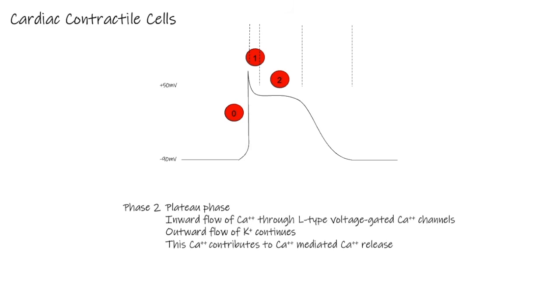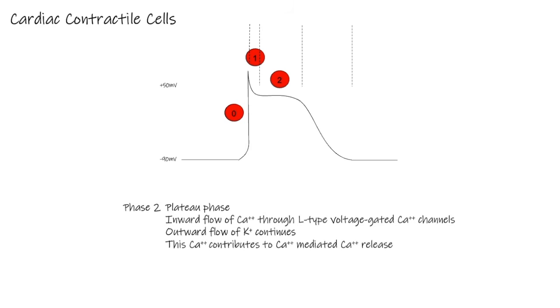Phase 2 represents one of the most distinctive features of the cardiac action potential. We call this the plateau phase. During this phase, L-type calcium channels are open and calcium enters the cell. At the same time, potassium continues moving out of the cell. So we have calcium moving in, making the cell positive, and potassium moving out, which makes the cell negative. These opposing currents keep the membrane potential relatively stable for a period of time, producing the plateau.